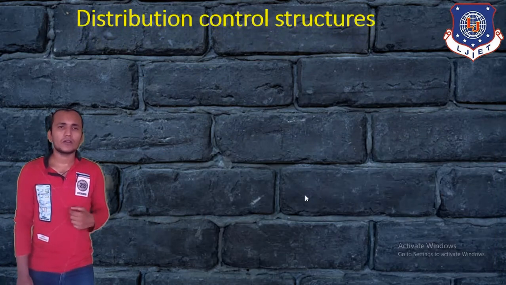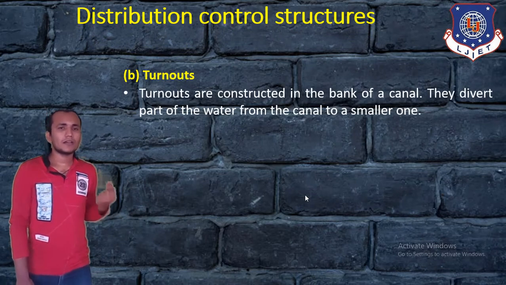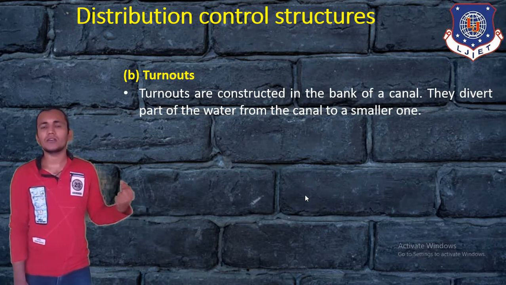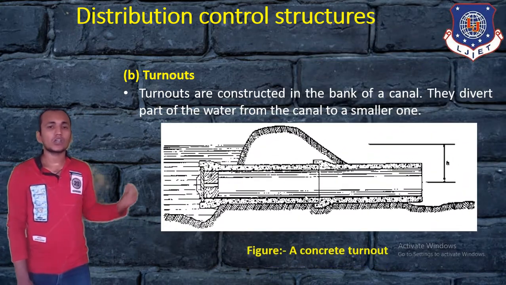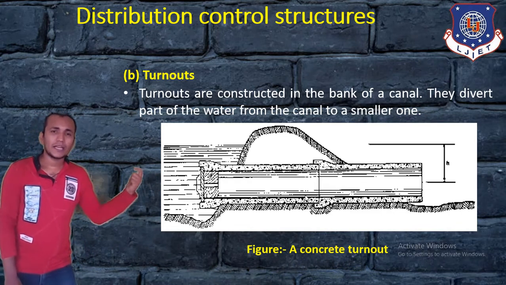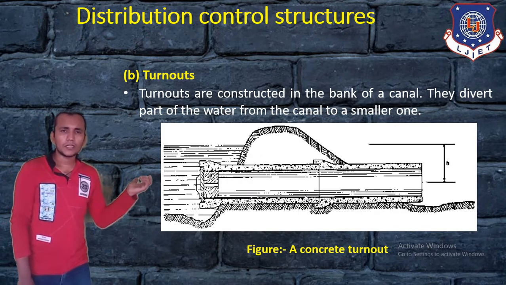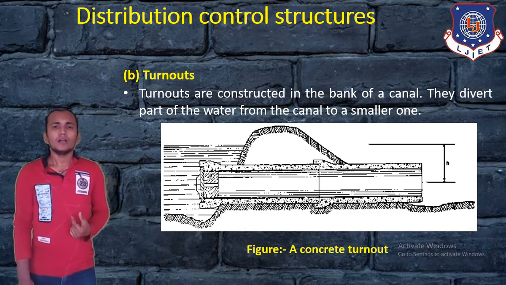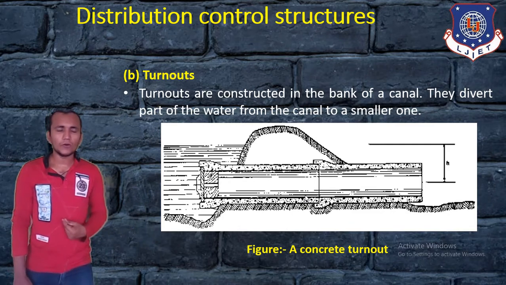Now next, you can control this by using turnouts. Okay, so the turnouts are constructed in the bank of the canal. They divert part of the water from the canal to a smaller one. If we see the picture for this, you can see that is a concrete turnout. So here you can see a concrete canal that means it can reduce the water flow and it will be turned out as per our requirement. They can divert the canal flow. So that is another way to control the water flow.